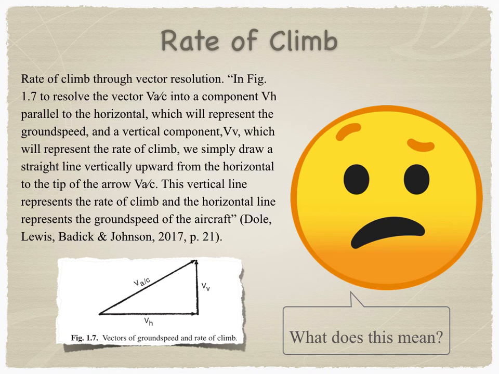So now I'm going to be talking about the rate of climb. The rate of climb through vector resolution in figure 1.7: resolve the vector V subscript a/c into a component V subscript h, which is horizontal, parallel to the horizontal, which will represent the ground speed, and a vertical component V subscript v, which will represent the rate of climb. We simply draw a straight line vertically upward from the horizontal to the tip of the arrow, V subscript a/c. This vertical line represents the rate of climb, and the horizontal line represents the ground speed of the aircraft.